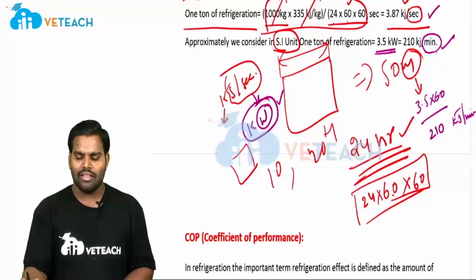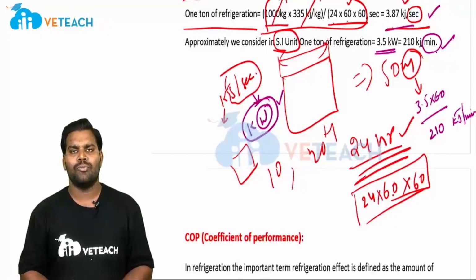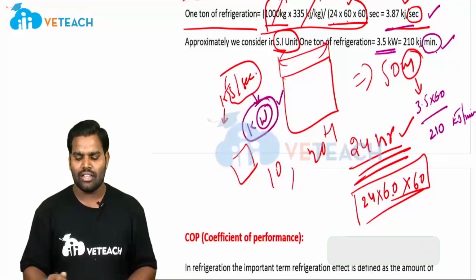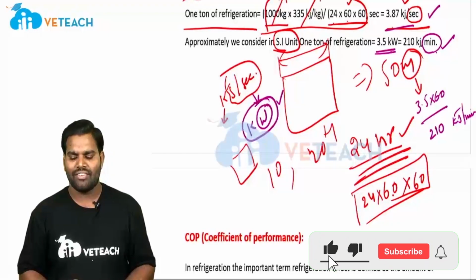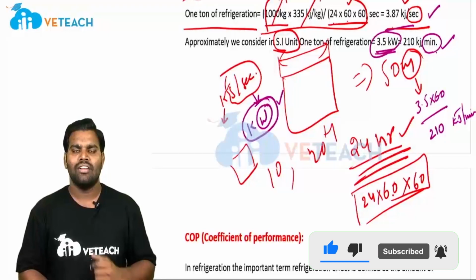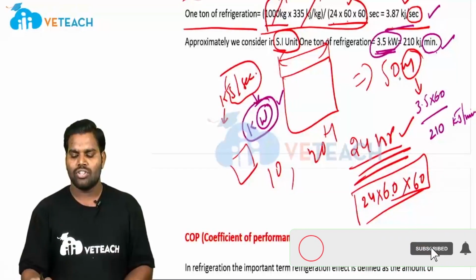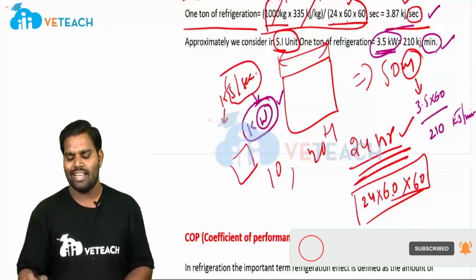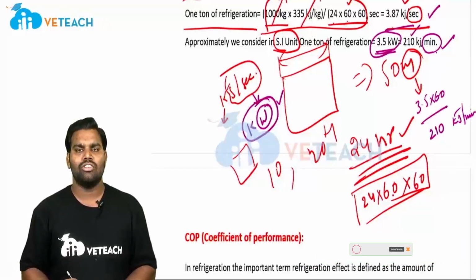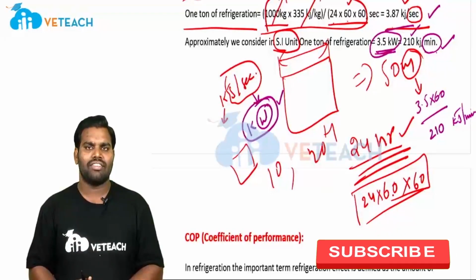So in general, in terms of kilojoules per second, 1 ton of refrigeration has 3.87 kilojoules per second. Whereas if you consider it in terms of SI unit, then we will get 3.5 kilowatts. This can be converted in terms of minutes by multiplying it with 60. So 60 into 3.5, we will get around 210 kilojoules per minute. This is the consideration of unit of refrigeration.